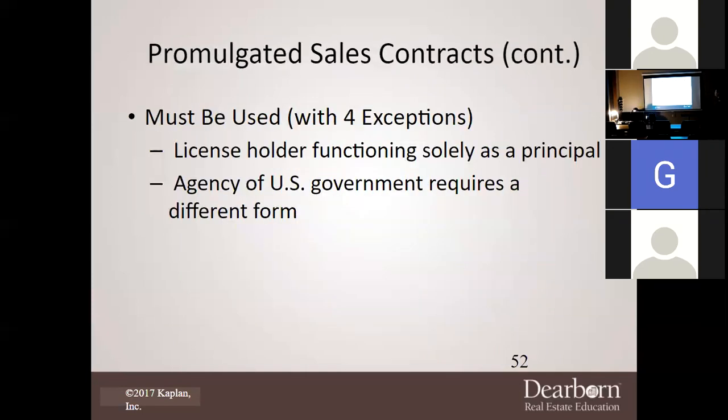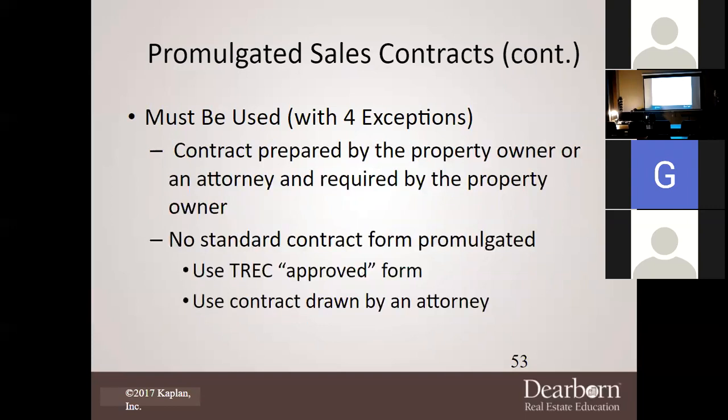Okay. So if the license holder is functioning solely as a principal, then you don't have to worry about anything. If you're representing yourself, you don't have to use that form. If you're representing an agency of the United States government, then you have to use their form, okay? If the contract has been prepared by the property owner or an attorney and they require it for that property, I gotta use it. If there is no standard contract or form that's been promulgated, then I must use TREC's approved form or use a contract that's drawn up by an attorney.